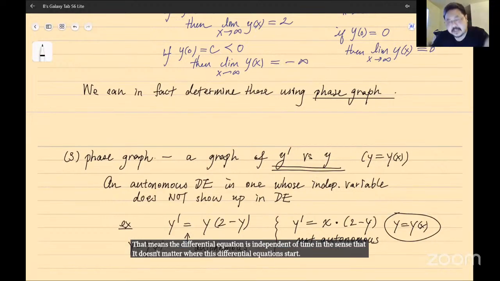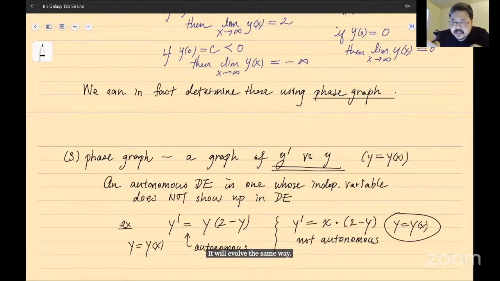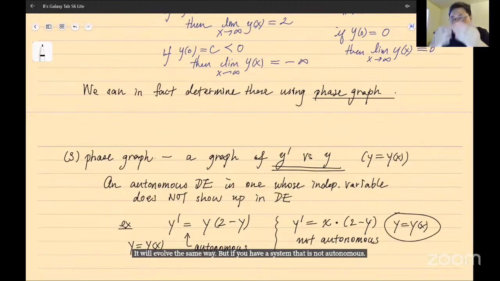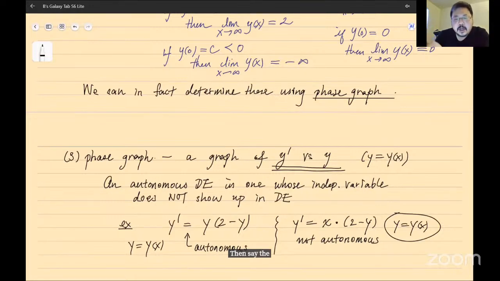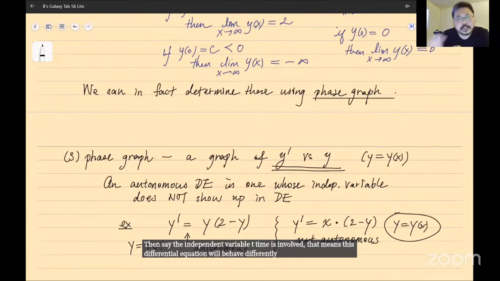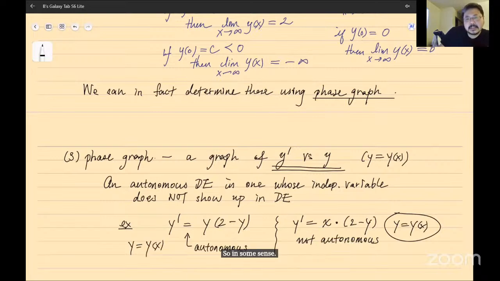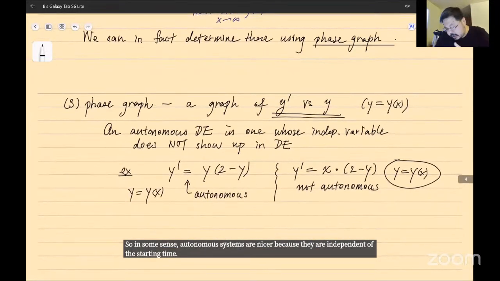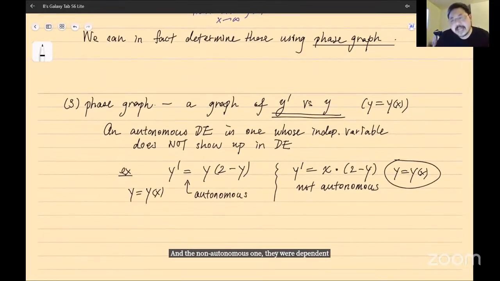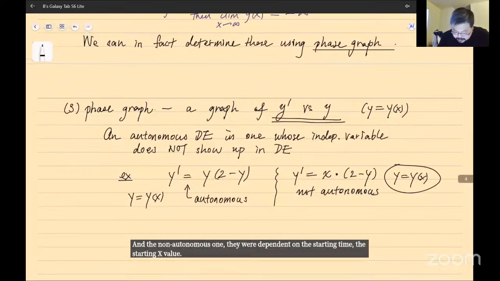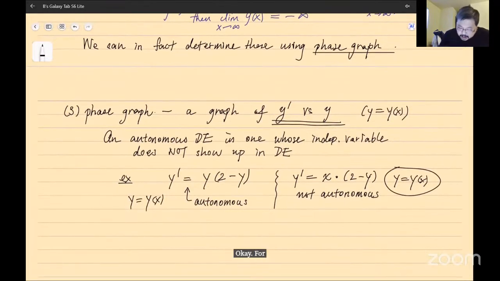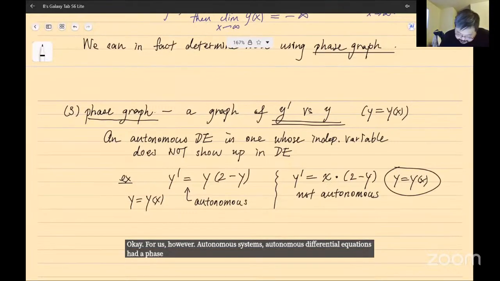It will evolve the same way. But if you have a system that is not autonomous, say the independent variable t, time, is involved, that means this differential equation will behave differently depending on where we start as our starting time. So in some sense, autonomous systems are nicer because they are independent of the starting time. And the non-autonomous ones will depend on the starting time and the starting x value. Okay. For us, however, autonomous differential equations have a phase graph that's easy to plot.